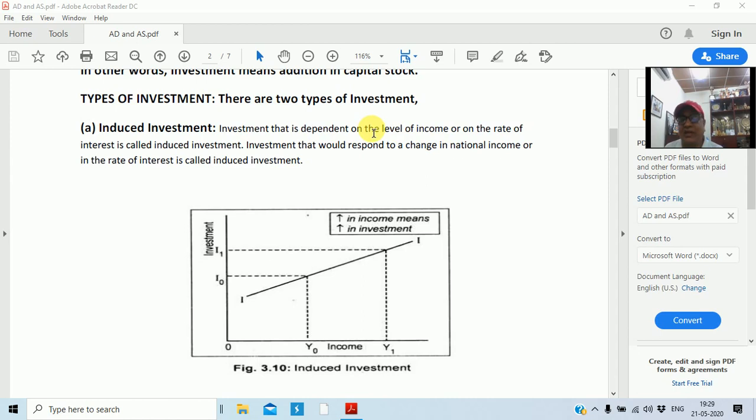If their increase in income is high, there will be more investment. For example, you have been given a choice as an entrepreneur or as an investor where you will put your money, where you will invest your money. Your immediate answer will be the place or the business in which the possibility of income is high. So therefore your investment depends upon the level of income.